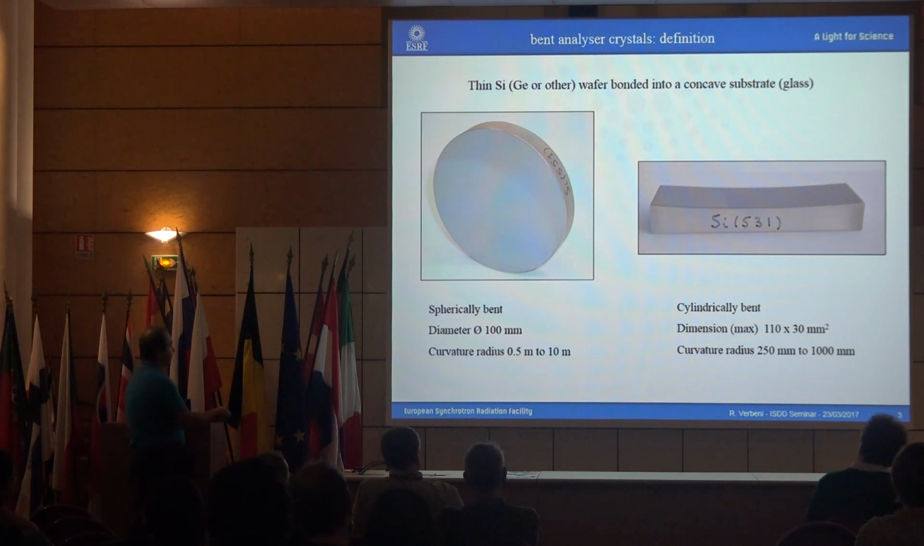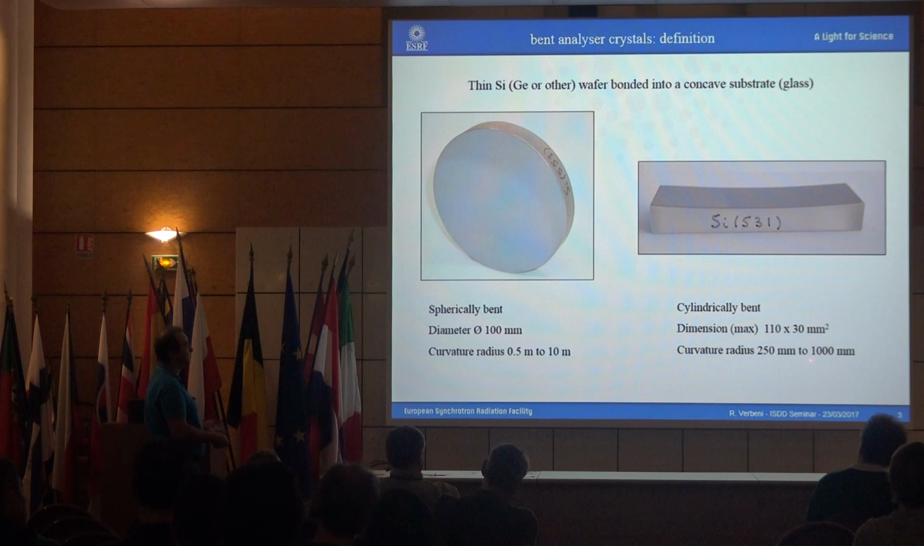The other well-known type is the cylindrical one. The maximum dimension I saw is 110 by 30 millimeters square. The curvature radius goes between 250 and 1000 millimeters.